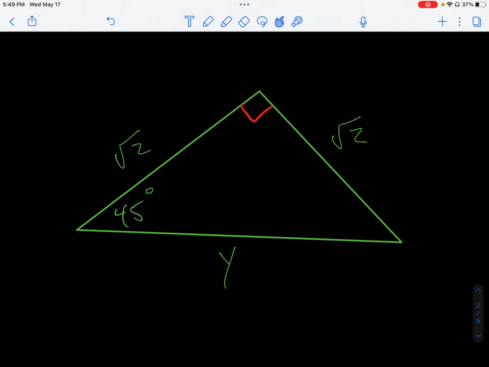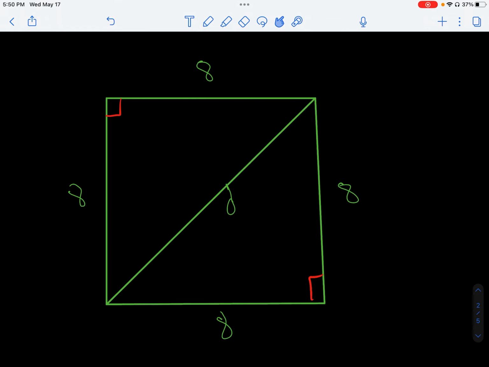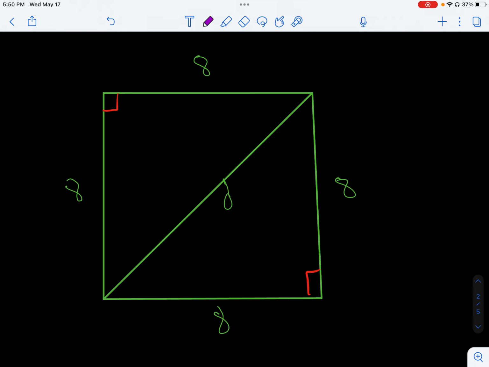What if we have like this, the legs are radical 2? Well, we're going from the legs to the hypotenuse, so we have radical 2 times radical 2, and that's going to equal radical 4. Radical 4 is just 2. Let's look at one more quick example.